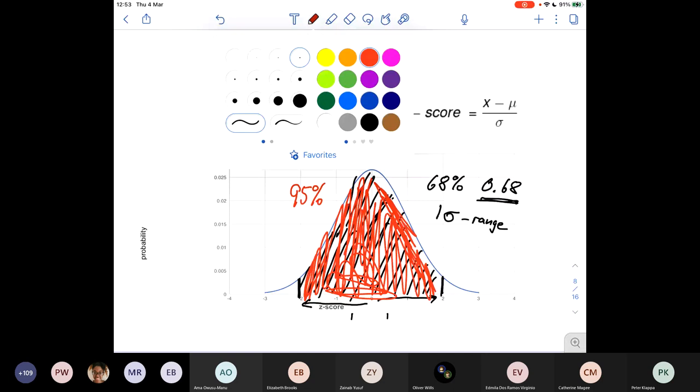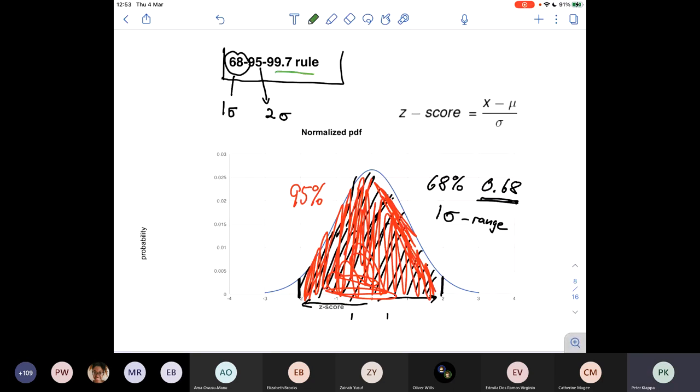One standard deviation contains 68%. And you probably can guess 99.7% are included in how many standard deviations? Absolutely right. In three standard deviations. So three standard deviations include 99.7% of all the data.